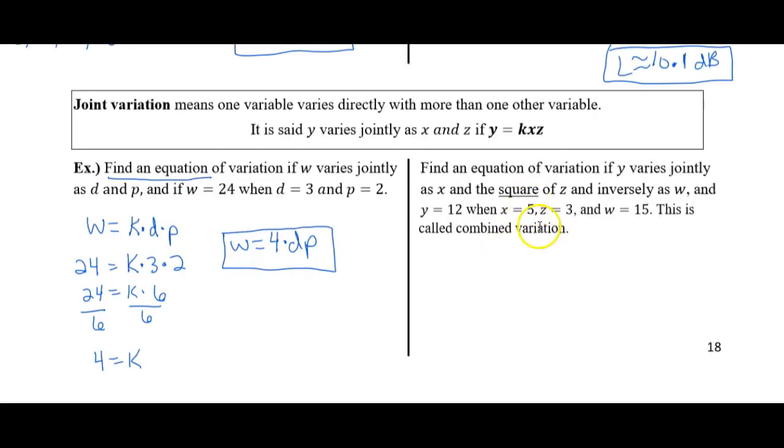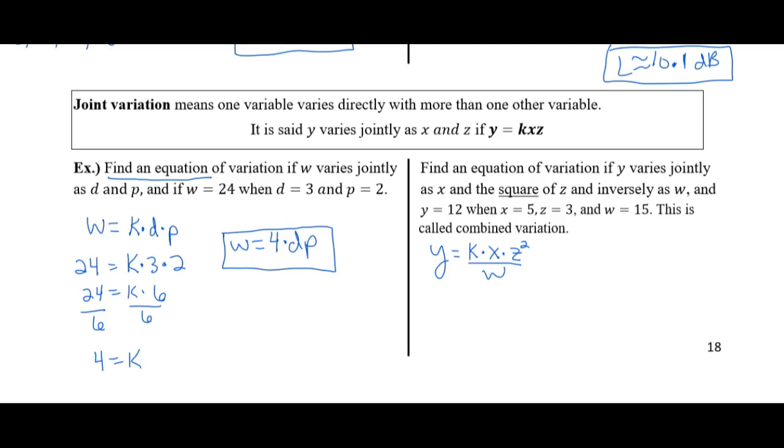Alright, last example. Find an equation of variation if y varies jointly as x and the square of z. So that's our first half. Y varies jointly. Jointly is a direct variation. So k times x times the square of z. And inversely is w. Inversely means divide. So dividing by w. So there's our start.